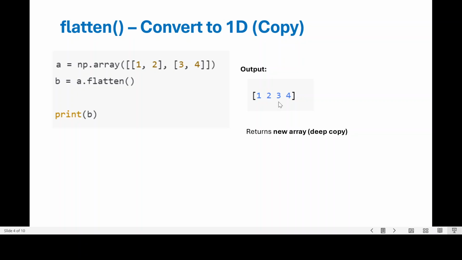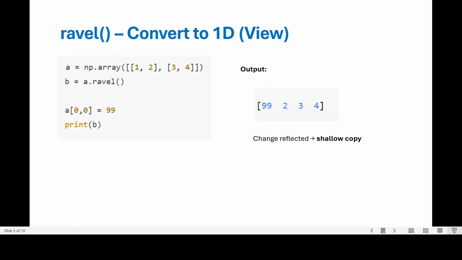One important thing to note here is that the flatten() function returns a deep copy. This means that if we modify the original array a, the array b will not be affected because both arrays occupy different memory locations. Next, we are going to see about ravel().